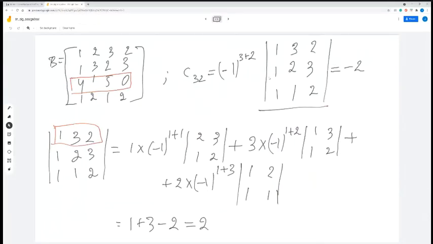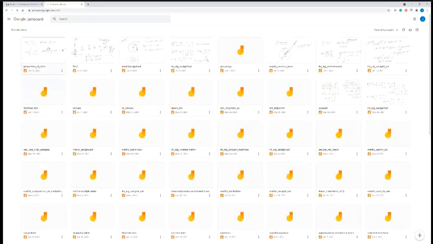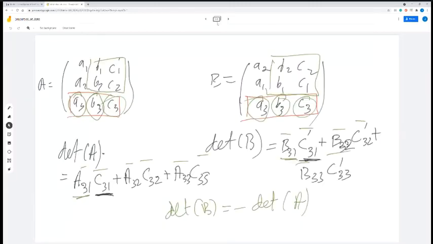So I will call it matrix A, and this is the matrix A. It's 1, 3, 2. I will just copy it. 1, 2, 3, 1, 1, 2. Okay, and now I'll go back to share this with you so you can see it. Properties of determinants, and let me go to the last frame.